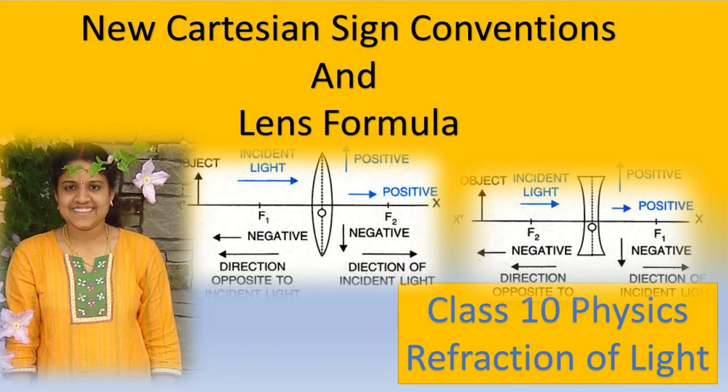Today we are going to learn the new Cartesian sign conventions and the lens formula from the chapter Refraction of Light from class 10 Physics. In the previous class, we have already discussed how to draw the ray diagrams and how to identify the formation of images by concave and convex lenses. Hope all of you have practiced it very well and are very clear about the image characteristics. So now let's move on to the new Cartesian sign conventions.